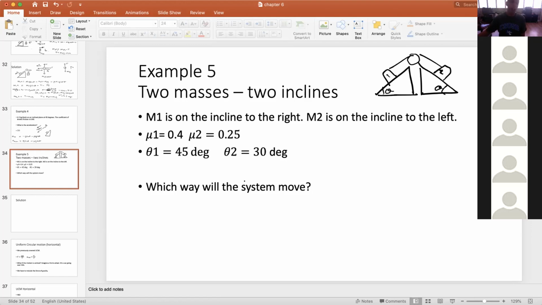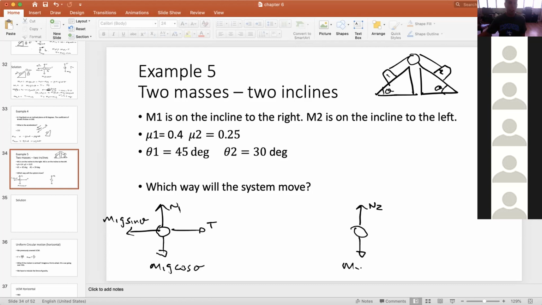And here we would have N1, M1G cos theta 1. So to the right is M1G sine theta. There's a tension between them. They're connected by a rope. This is 2, N2. Now note something really important here. Cos theta 2, this is cos theta 1.